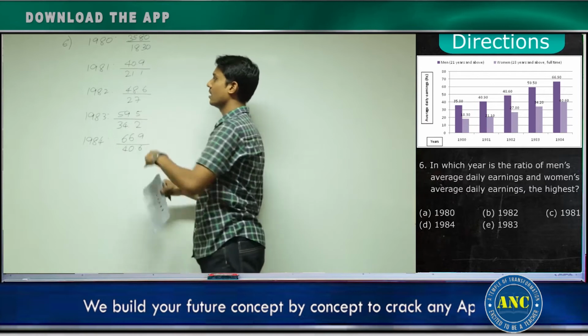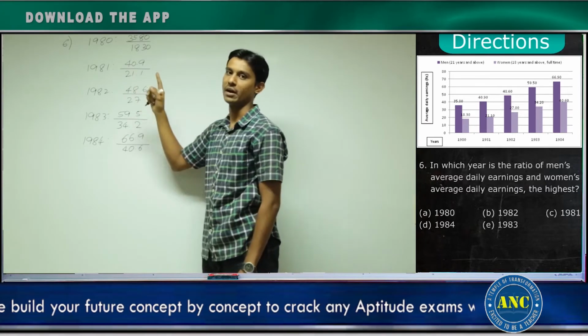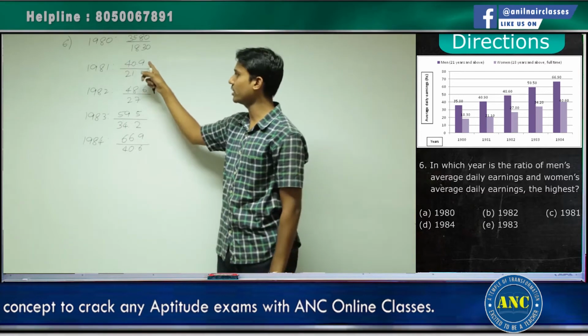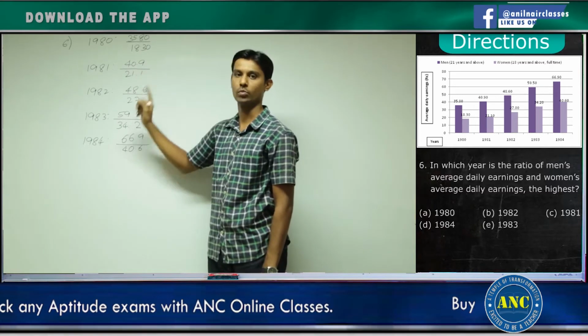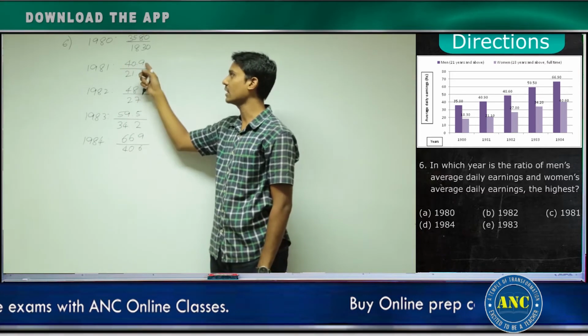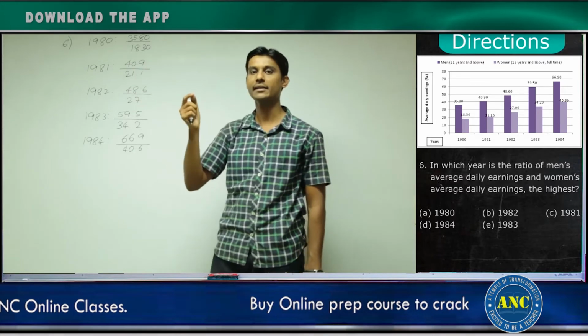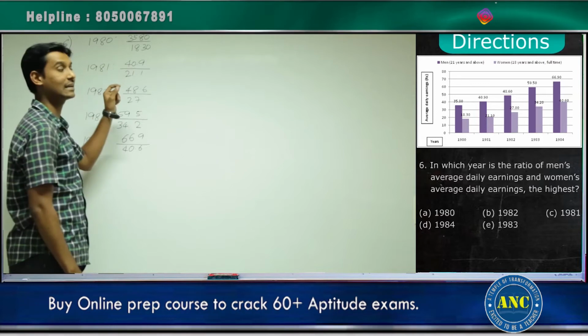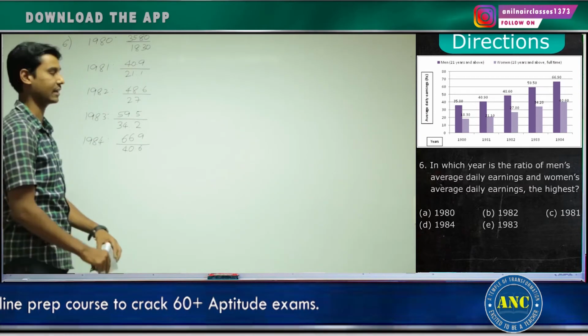Same is the case here. This is 21.1. Double of 21.1 is 42.2. Suppose this is 42.2, then the ratio is equal to 2. But it is slightly less than 42.2. Therefore, this also should be slightly less than 2.